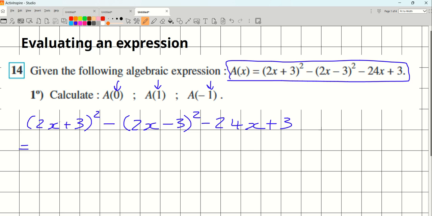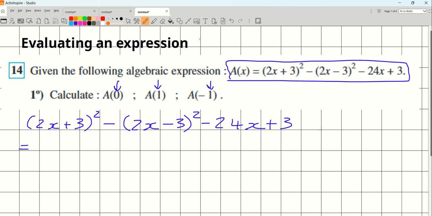Now, the expression is already written down. And what I'm going to notice is this first part of it is an identity. It is just adding two things and squaring it. And the second one is the same idea with the exception of the minus. And the last part is already expanded. We don't really need to worry about it.